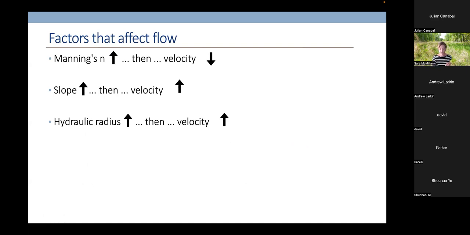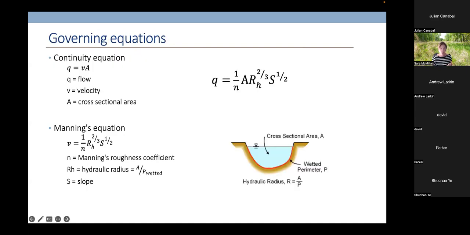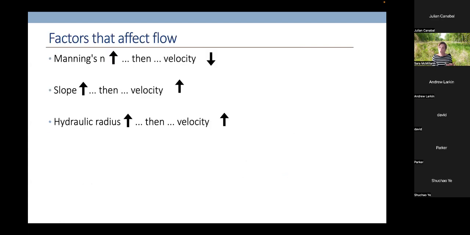Anyway, so when Manning's N goes up, so more roughness, more obstruction, if you will, to flow, our velocity is going to go down. And this is pretty clear from the equation itself, right? So if we've got this little equation here, we've got N in the denominator, right? So if N goes up, that denominator gets bigger, that little coefficient gets smaller, and velocity gets smaller. But it makes sense intuitively too. So if we have that velocity being kind of obstructed by grasses and bumpy rocks or anything like that, then that velocity is going to go down.